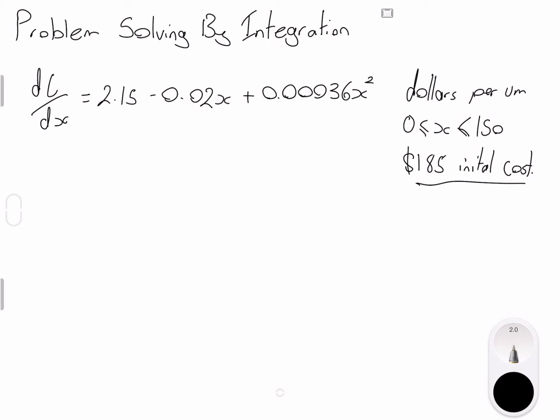So we've got to find the total cost. What we're going to do is find a function for cost, remembering that in here we've got dC/dx, which is the change in cost over the change in X amount of urns. So what we're going to have to do is find C of x, which is equal to the integral of our function above.